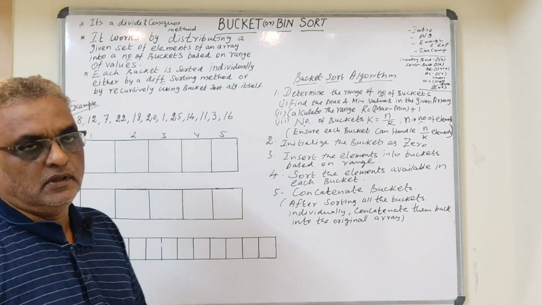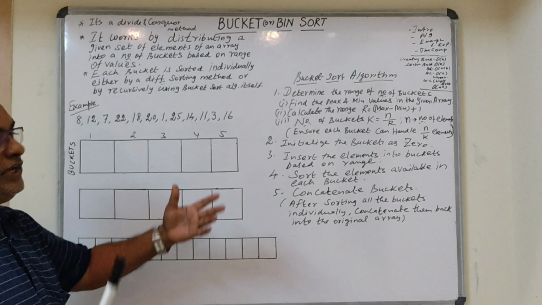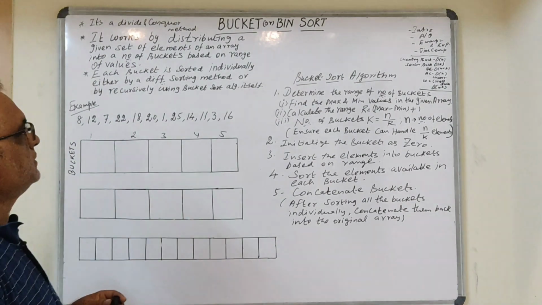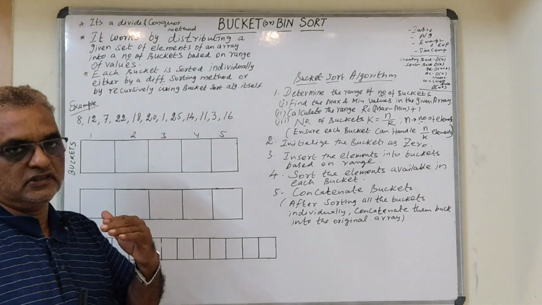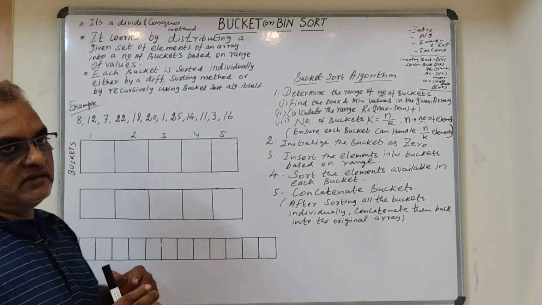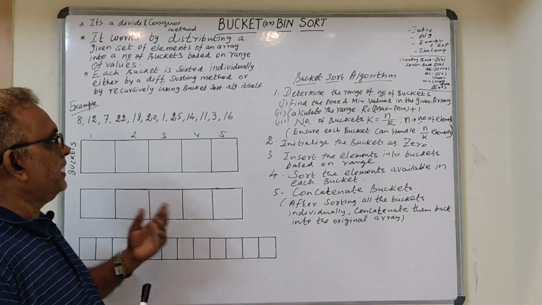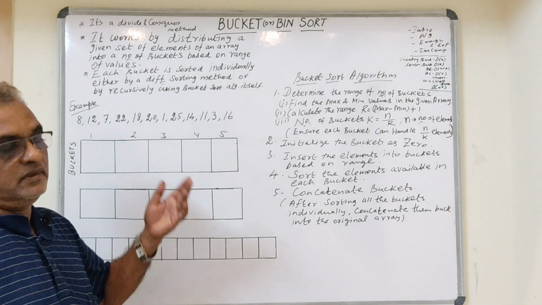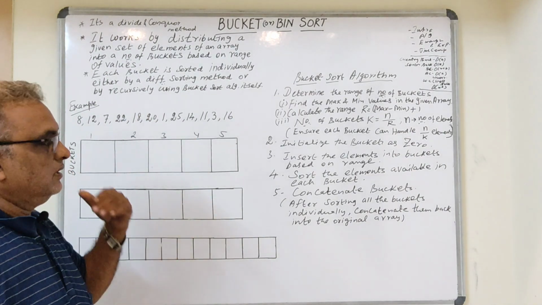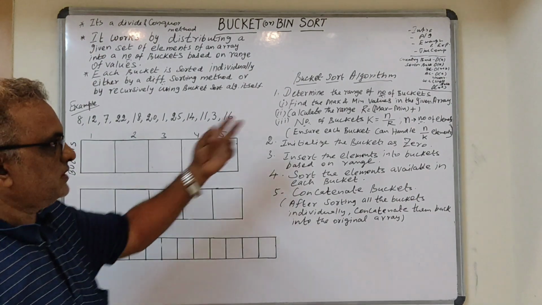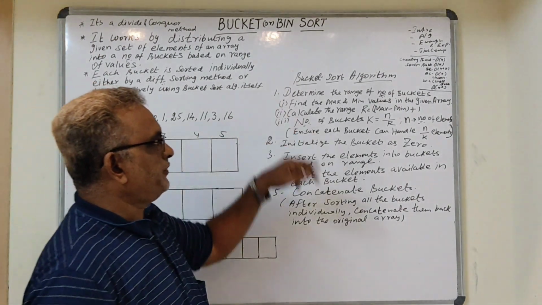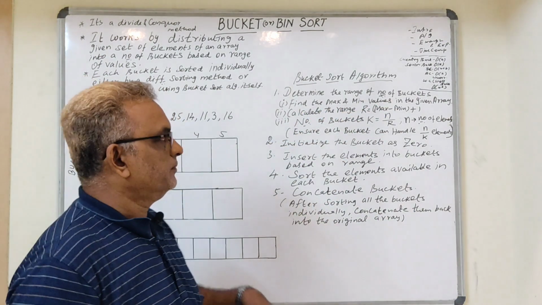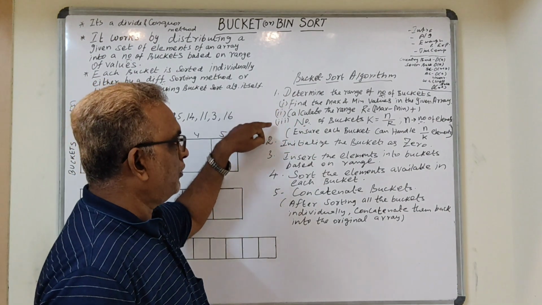So here also it works by distributing a given set of elements of an array into a number of buckets based on the range of the values. Each bucket is sorted individually either by different sorting methods or by using the bucket sort algorithm recursively. Let us see this algorithm. First of all, we have to determine the range of number of buckets. So this can be done with the help of the following steps.